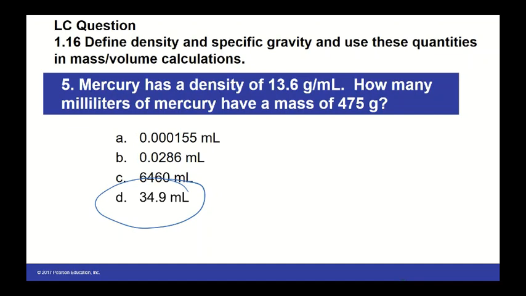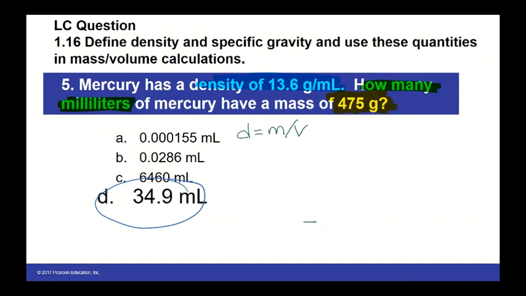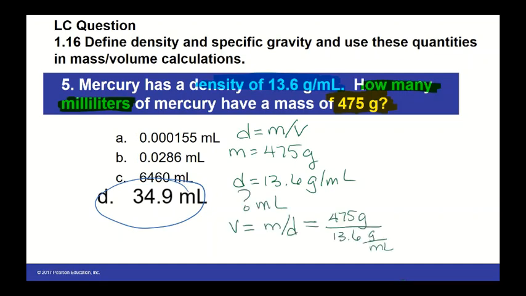Mercury has a density of 13.6 grams per milliliter. How many milliliters of mercury have a mass of 475 grams? Being that the answer is already given to you, we'll go ahead and solve the problem. We've got 475 grams. We need to know how many milliliters. Our density is mass over volume. Rearranging our equation to find the volume, we get mass over density is 475 grams divided by 13.6. Plug it all into your calculator, cancel out grams, and you get 34.9 milliliters.